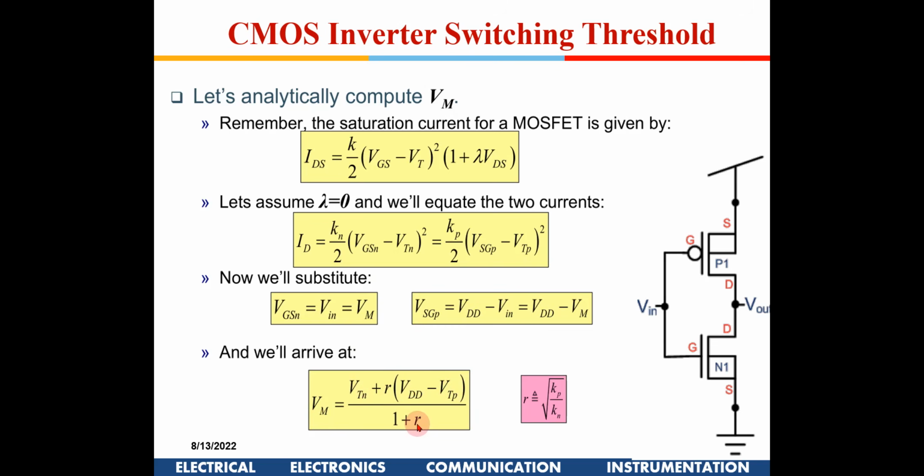It's a simple one step equation. You can just have a look at this. Now I define something known as R, which is the root of Kp by Kn. Because I have a Kp here and a Kn here, I am defining R as the root of Kp by Kn. Now this is the VM equation.